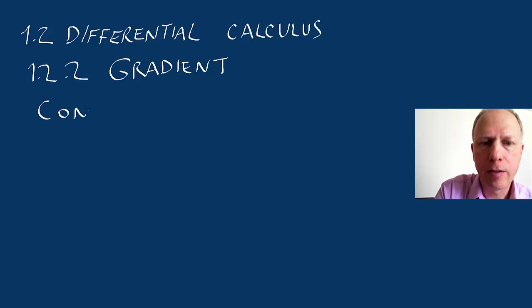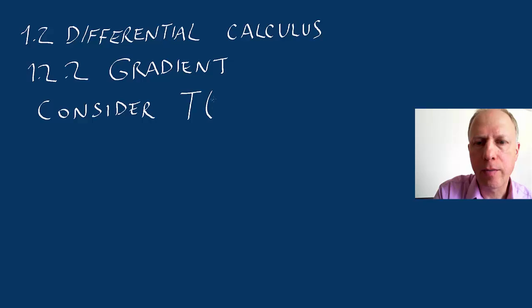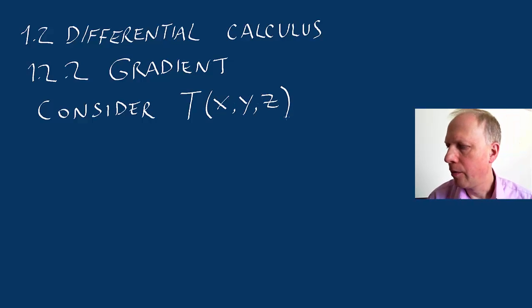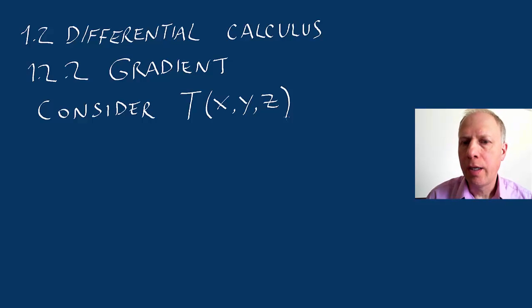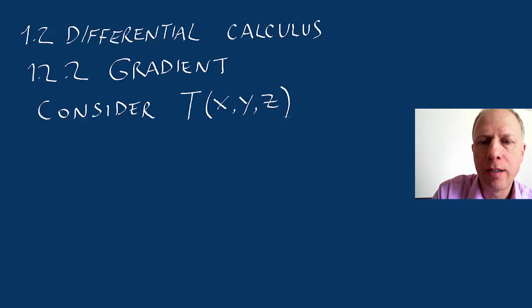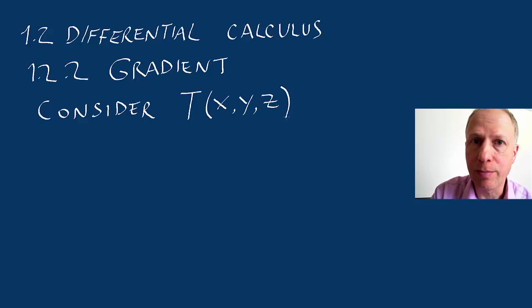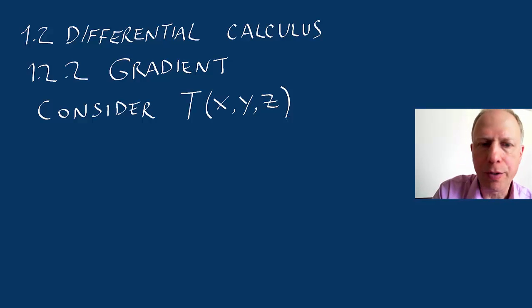Consider a function of x, y, and z. For example, the temperature versus position. You're at a certain point and you're going to make a small displacement. What happens to the temperature?